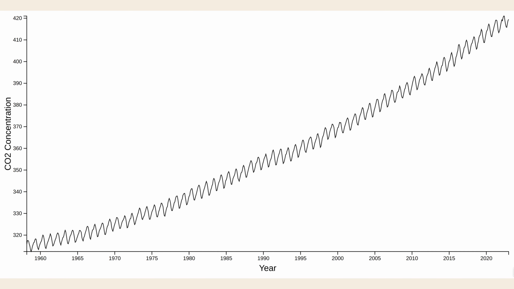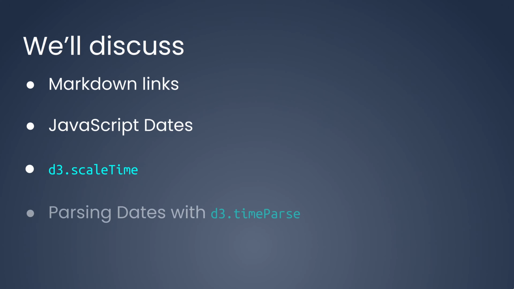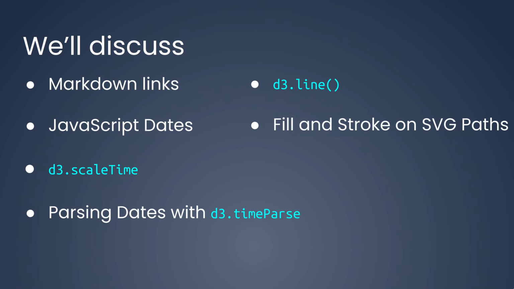If you're dealing with a dataset that has a quantitative column that varies over time, like this dataset here, CO2 concentration over time, then it makes sense to use a line chart. We'll discuss Markdown links, JavaScript dates, d3.scaleTime, parsing dates with d3.timeParse, d3.line, and fill and stroke on SVG paths.